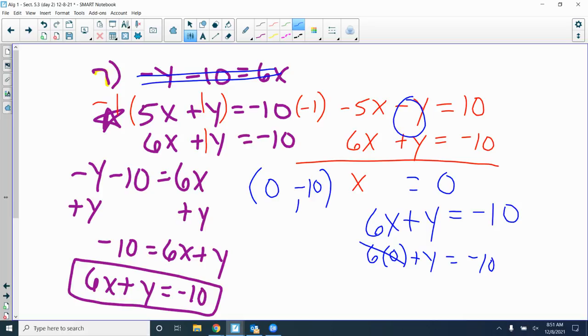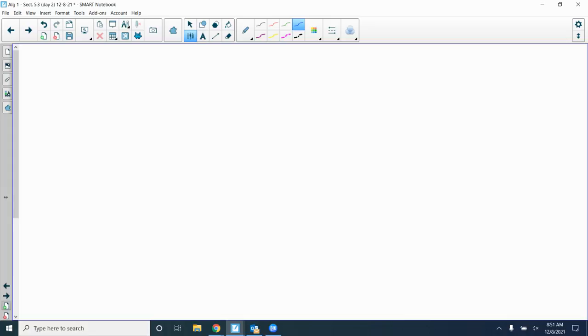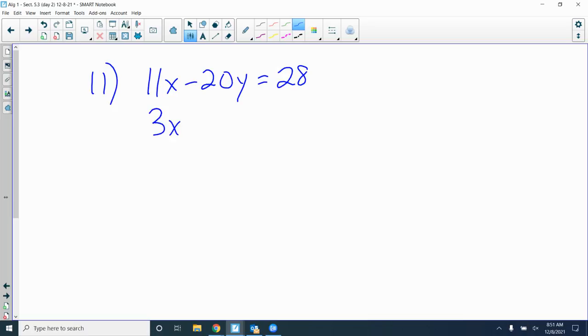What other one do you guys want to go over? Guys, what other ones do you want to see? Number 11? Somebody want to tell me the... 11x minus 20y equals 28. Okay? And then 3x plus 4y equals 36.